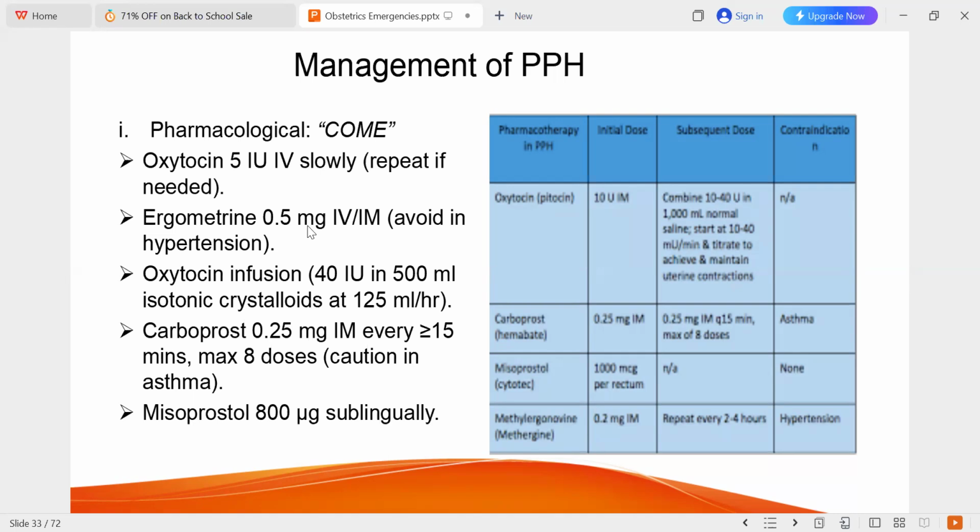All right, carboprost 0.25 milligram IM, all right? And with a maximum of 8 doses. Be careful in asthma. Misoprostol per rectum can be used, and ergometrine 0.2 milligram IM. You can repeat this every 2 to 4 hours. So the mnemonic is CALM: carboprost, oxytocin, misoprostol, and ergometrine.